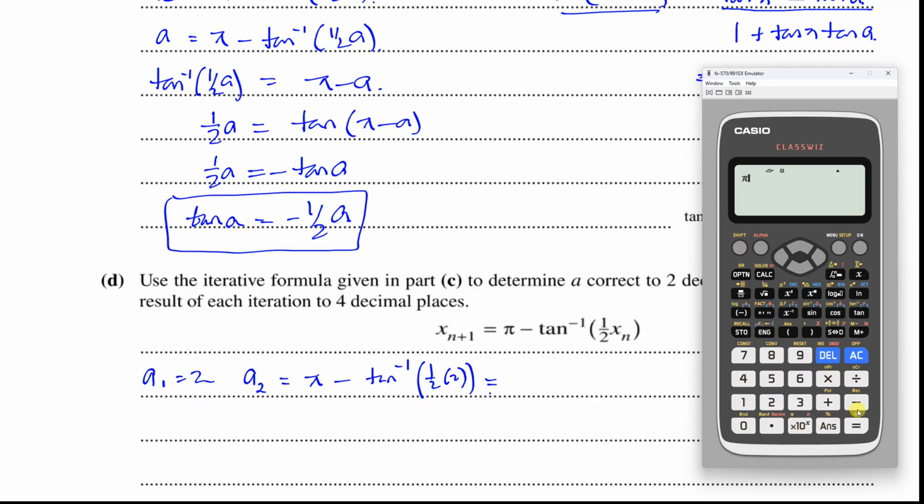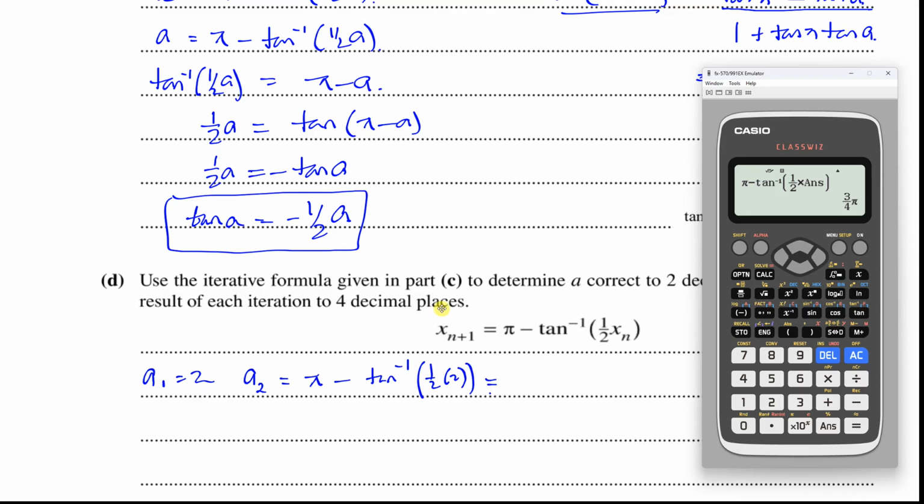So I put pi minus inverse tan of, and I'm going to put a half, 1 over 2, and then times answer. I'll close that bracket. So that's going to give me pi minus inverse tan of a half times 2, which is pi minus inverse tan of 1. Inverse tan of 1 is pi over 4. So pi minus pi over 4 is 3/4. That gives you 3/4 pi.